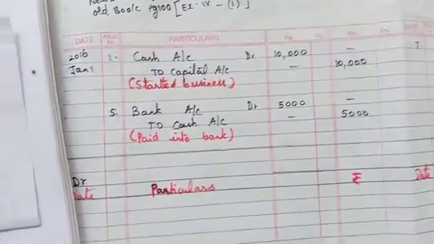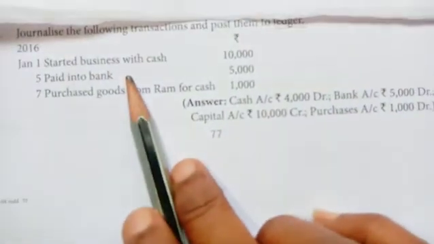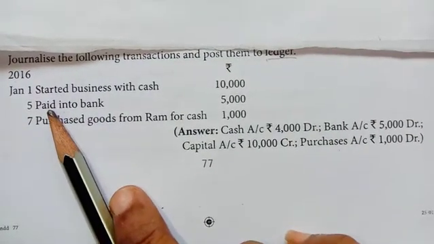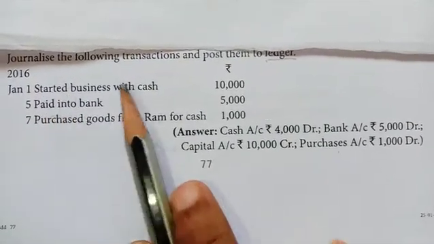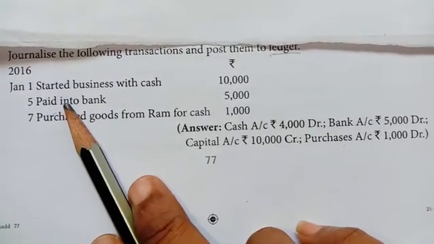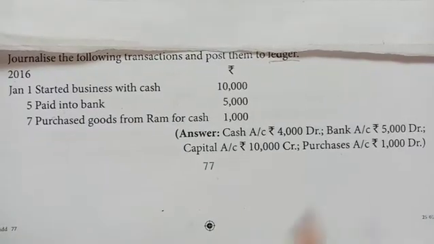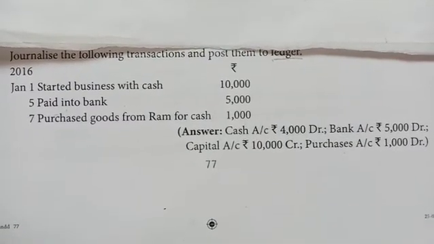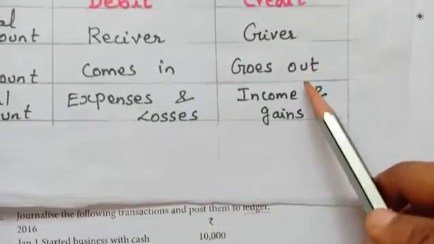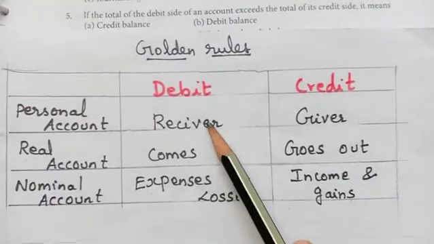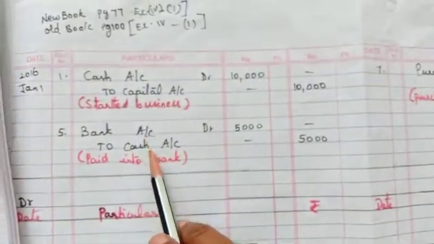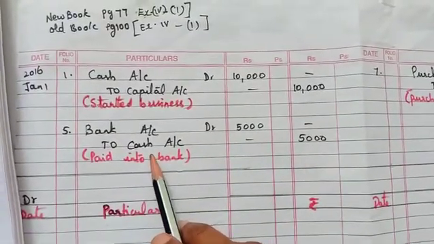Now the second one, see here, paid into bank. Paid into bank means we are taking cash from the business and putting it in the bank. From your business, what is going out is cash. Who is the receiver? Bank is the receiver. So what is going out will come on the credit side. The receiver will come on the debit side. See the journal entry: receiver is the bank, going out is cash, so it will come on the credit side.